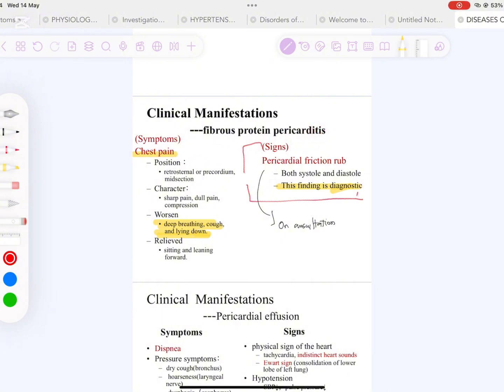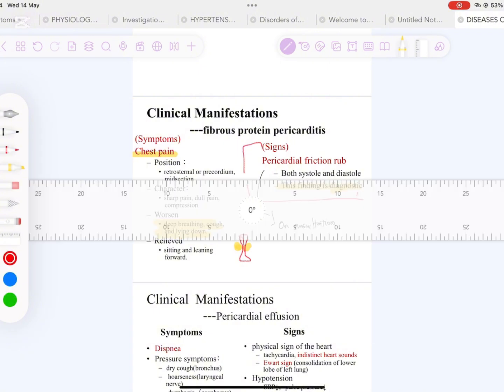Remember, we talked about clinical manifestation of pericardial effusion. You have seen that it's so different from clinical manifestation of pericarditis. So one of the symptoms is chest pain. And now for the position, it's usually behind the sternum, retrosternal. So if this is the sternum, it's just behind. So it's behind the sternum, retrosternal. Okay?